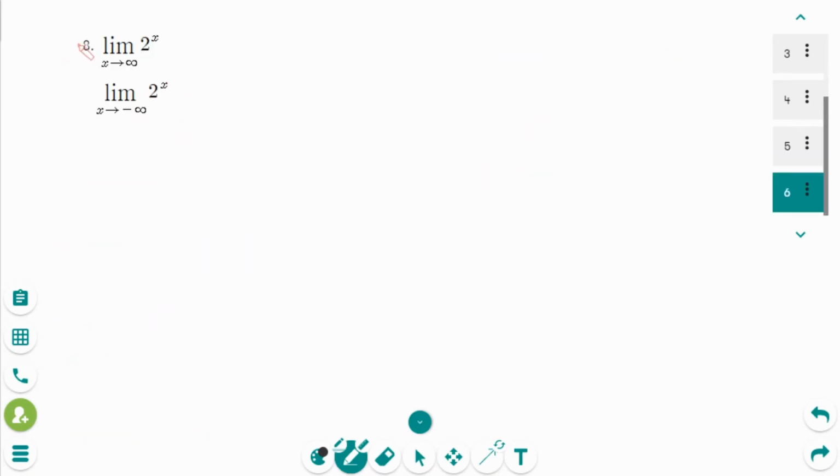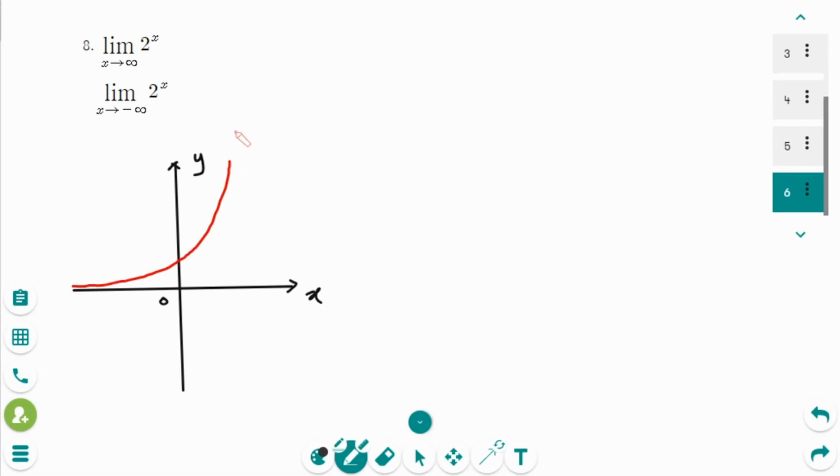The next question is this one. We can draw the graph y equal to the power of x. Y-axis, 0, x-axis. This is like y equal to the power of x graph, like this. Remember that this is an exponential function when x approaches infinity, like this. Then what is the answer? It goes up. So this answer is infinity.